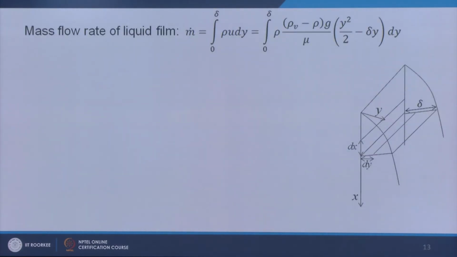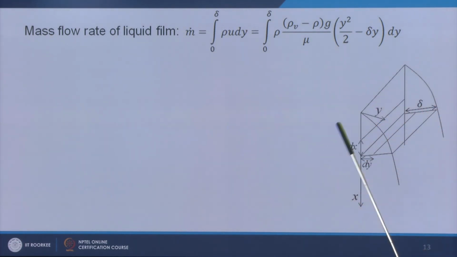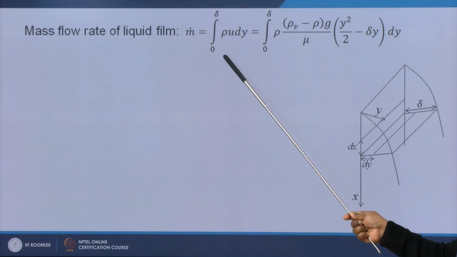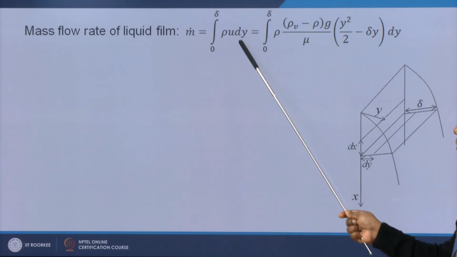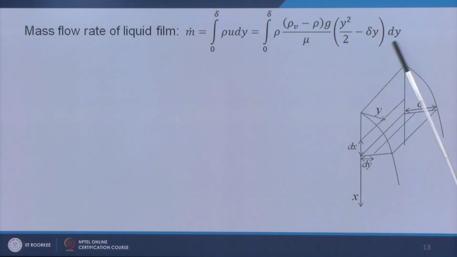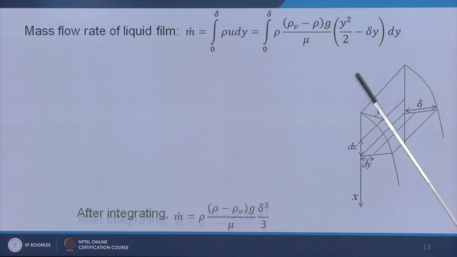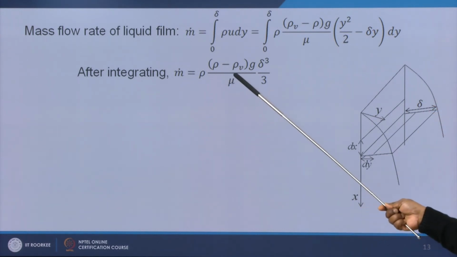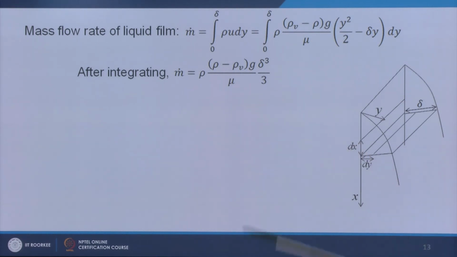Next, let us see what the mass flow rate through this liquid film is. The mass flow rate m dot, as we have already seen, becomes the integral of rho u dy, with the limit from 0 to delta. As we have already obtained the profile for u, let us put that in. This becomes a simple integration with respect to y, and if you proceed further, we get m dot equals rho into (rho minus rho v) into g by mu into delta cube by 3, once you put the upper limit and lower limit.